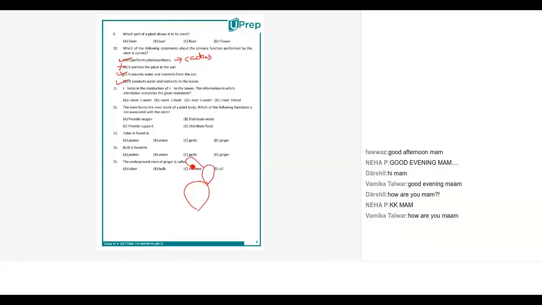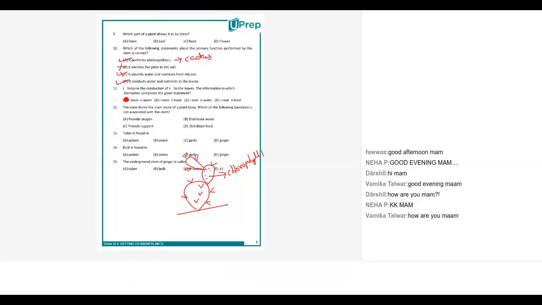Neha, can you explain what we studied in cactus? In cactus, the leaves are present as thorns, and the stem has the green, which is chlorophyll. Chlorophyll helps in photosynthesis. Correct. See, in cactus, what happens? We studied, no?